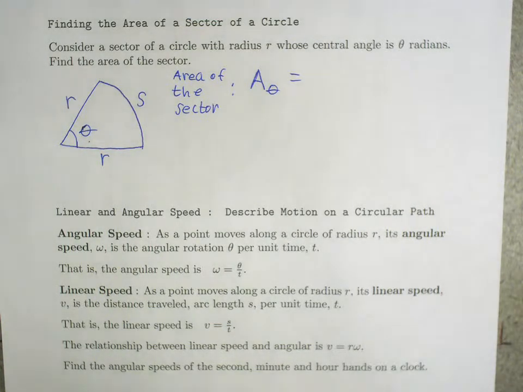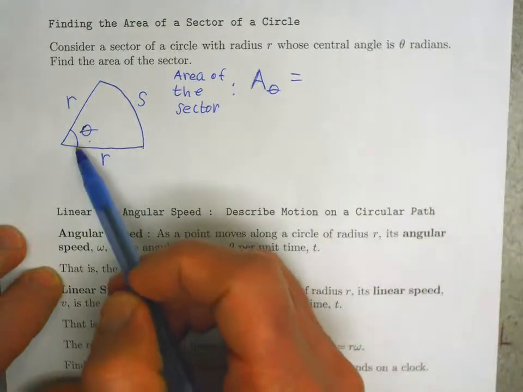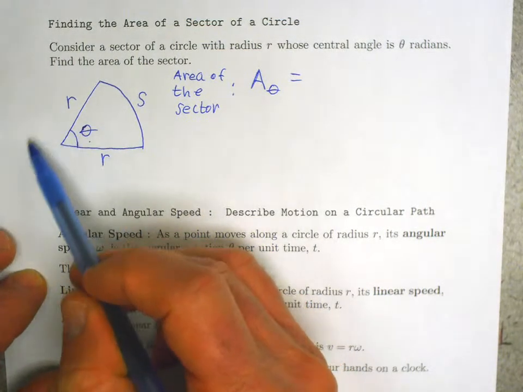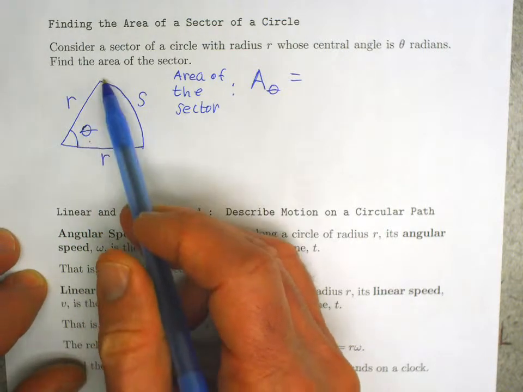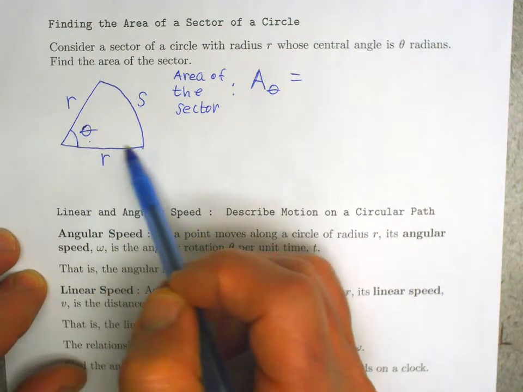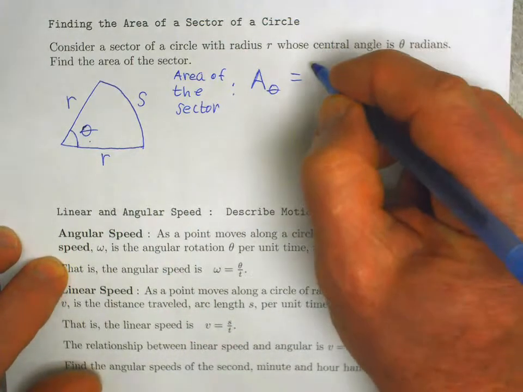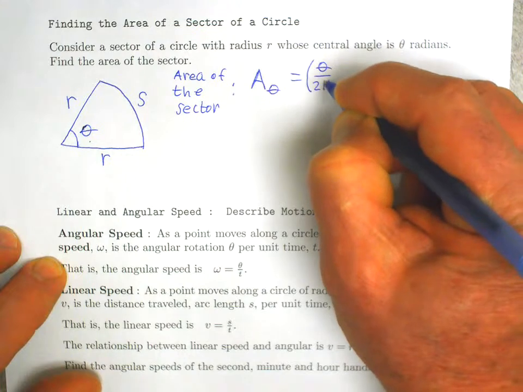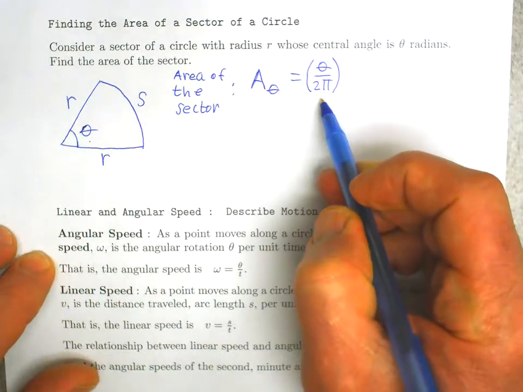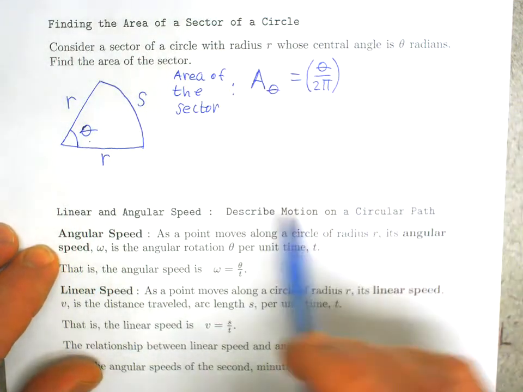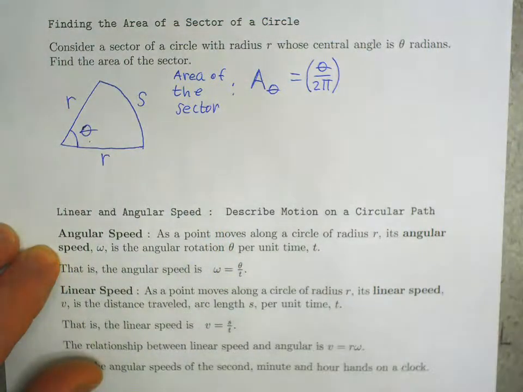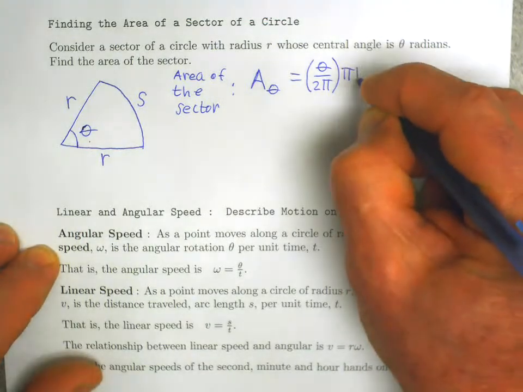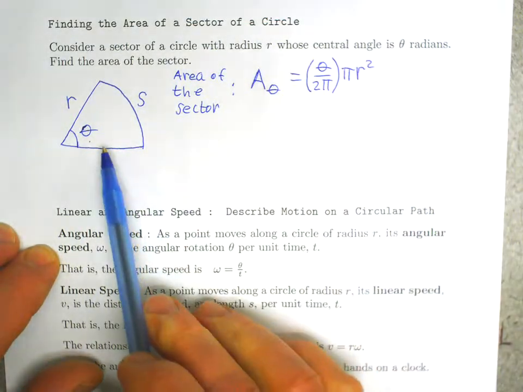Well, we did something similar earlier. This angle is theta radians. A full circle has 2 pi radians, and so this sector is just a fraction of the circle. The fraction is theta radians divided by 2 pi radians. So if we multiply this fraction by the area of the complete circle, which is pi r to the second, pi times r to the second, that will give us the area of the sector.